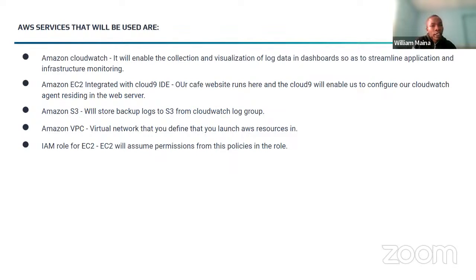So we can integrate the EC2 with the Cloud9 environment, in which our Café website will be run. And also the Cloud9 will be able to configure the CloudWatch agent residing in the web server. We have S3, which will act as a backup for logs to S3 from CloudWatch log group. We have the Amazon VPC, or Virtual Private Cloud. It's a virtual network that you define, in which you can launch AWS resources. We have the role for EC2. So the EC2 will assume permissions from these policies in the role.